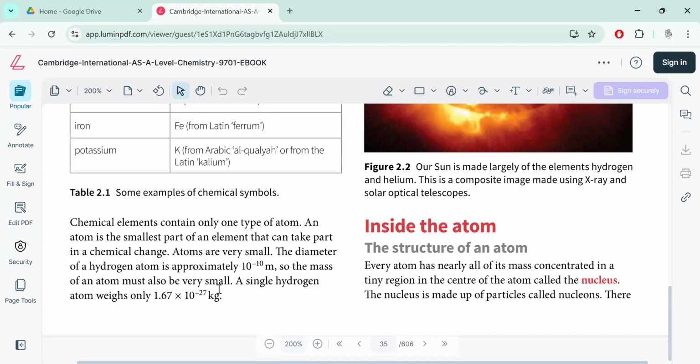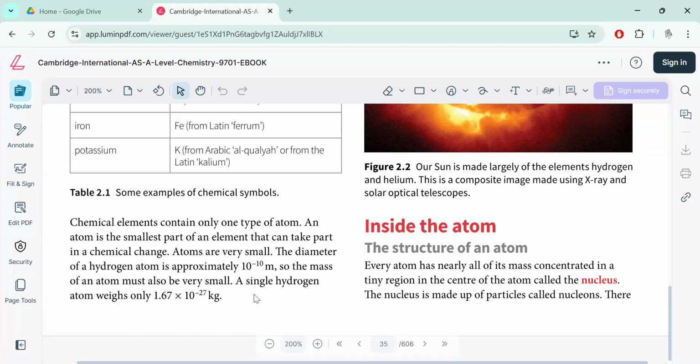Okay, so yes, the weight of each atom actually differs. For example, hydrogen is very, very light. It's 1.67 times 10 to the power of negative 27 kilograms. While, for example, I've done my research here.